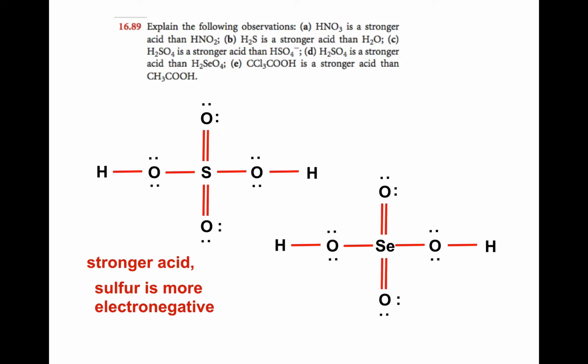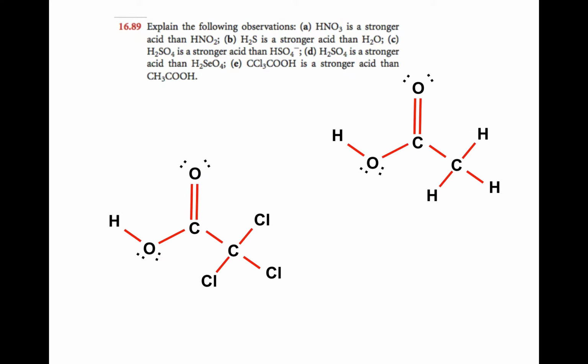Same rationale with E. We have trichloroacetic acid versus acetic acid. The chlorines are more electronegative than the hydrogen, so electrons get drawn away from that hydrogen-oxygen bond in the OH group and weaken it, so the H pops off easier. So again, stronger acid due to the higher electronegativity of the chlorines.